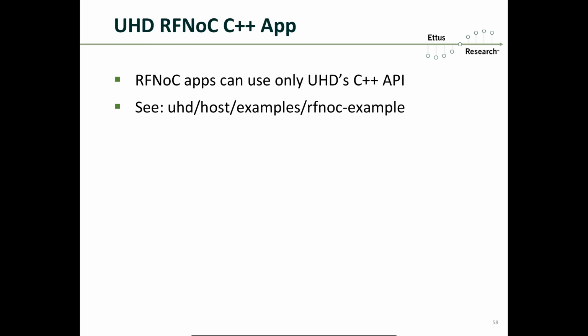What you can do is go to the UHD host examples directory. There's an RFNoC example that's actually another gain block example in there. And so you can build off of that for your UHD C++ API only block that just uses C++ and not GNU Radio.